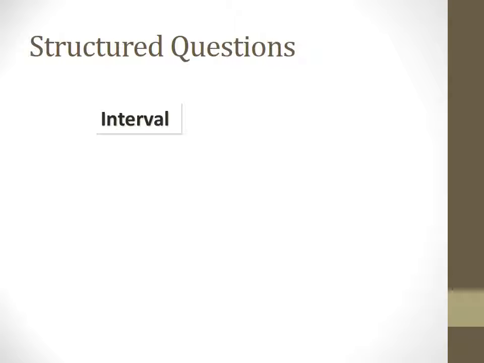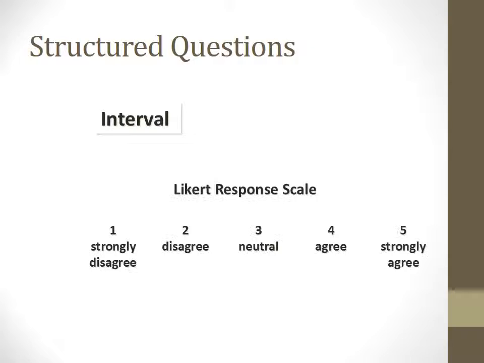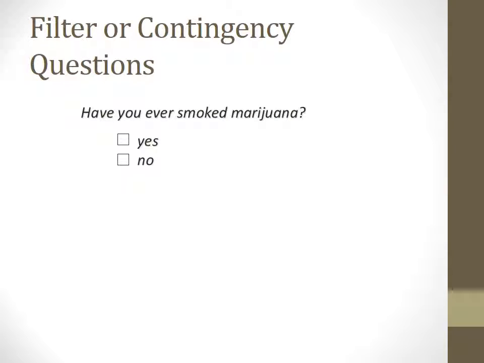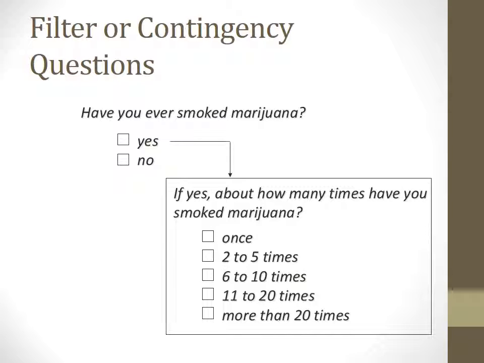Structured questions could also be interval. An interval structural question is a Likert type response scale, for instance. Structured questions could also be filtered or contingency questions. So here's a question: have you ever smoked marijuana? And that filters down to, if yes, how many times have you smoked it? So here's an example of a filter. So if the people say yes, they answer the follow-up. If they say no, they don't. So those kind of questions are called filter or contingency questions.